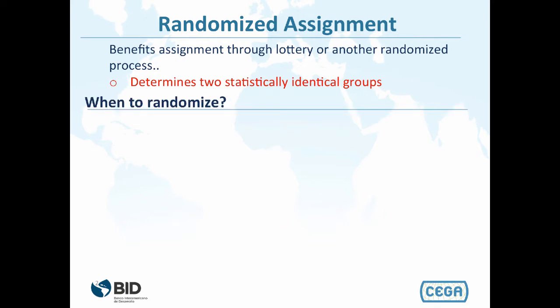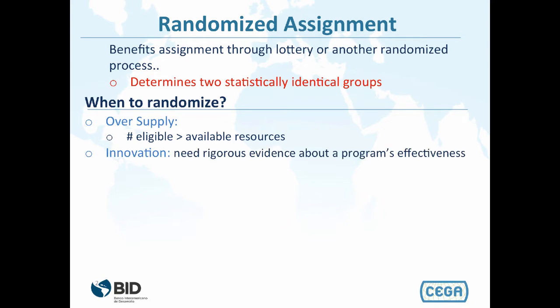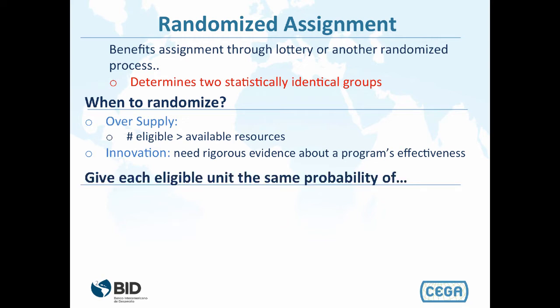When are we going to randomize? Well, there are many practical opportunities to randomize in the real world. Lots of times we have a program or an intervention for which we have too many eligibles for the available resources. We need a rigorous method of identifying the program's or intervention's effectiveness. If we have too many people eligible for a limited number of slots in a training program, or a limited amount of cash for a cash transfer program, then how do we solve that problem?